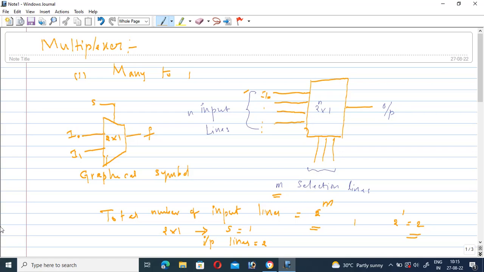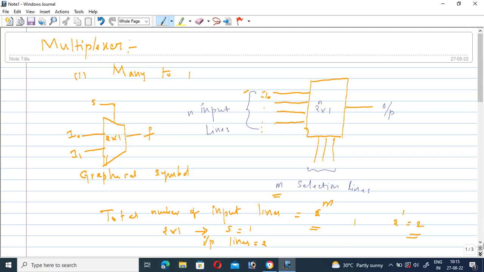Let us consider that m is the number of selection lines and n is the number of input lines. Based on the selection lines, we can decide how many inputs there are in a particular multiplexer. The formula is 2 power m, where m is the number of selection lines. For a 4 by 1 mux, the 4 is the number of inputs, so we need only 2 selection lines. 2 power 2 is equal to 4, therefore the total number of input lines for a 4 by 1 mux is also 4. So that is also decided.